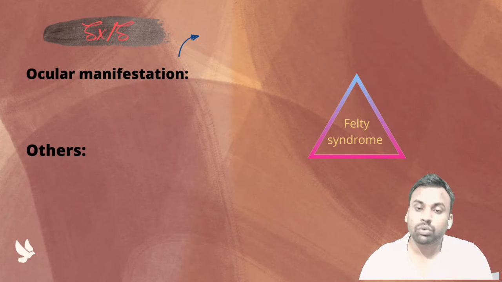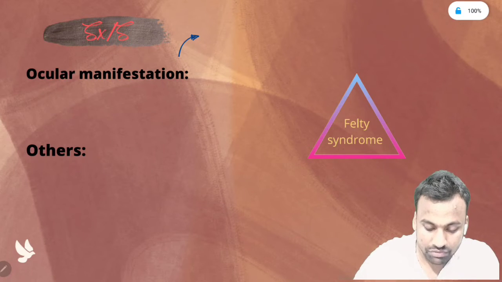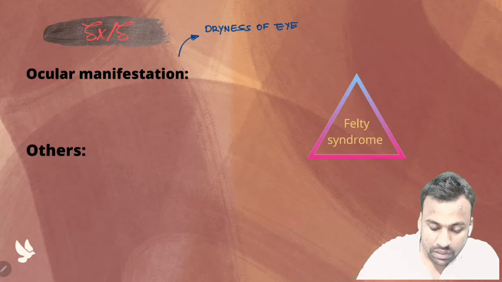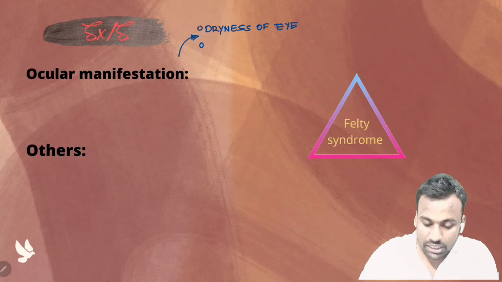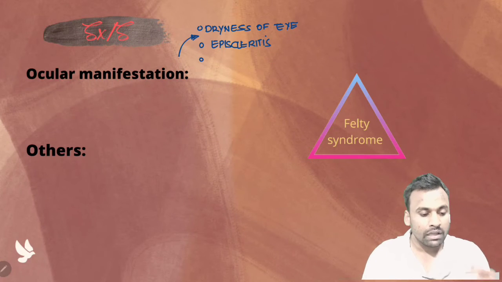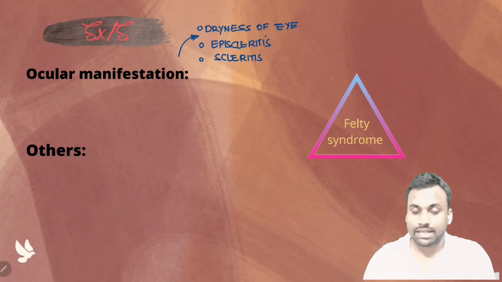What it means is that this rheumatoid nodule is a type of fibrinoid necrosis, and if it happens in the eyes, it may lead to scleromalacia. Let's look at the ocular manifestations. In the ocular manifestations we normally see dryness of the eye, and we can also see features like episcleritis, and scleritis, which means inflammation of the sclera.